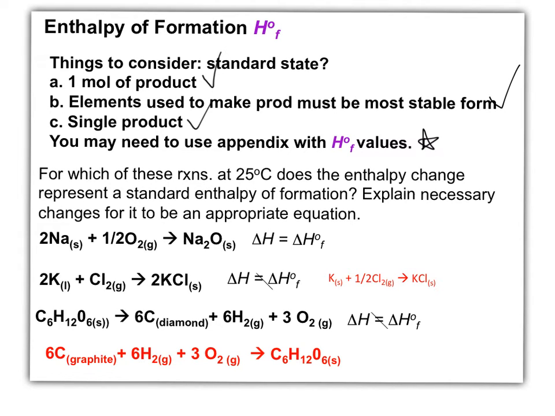Now, in terms of the elements used to make the product being the most stable, graphite and diamond need to be exchanged because diamond is not the most stable state option for the enthalpy of formation values in the table. So in order for correlations like this to be made, you need to fit and follow these 3 requirements. You may need to use the appendix with the delta H of formation values, or enthalpy of formation values, in order to make these assessments.